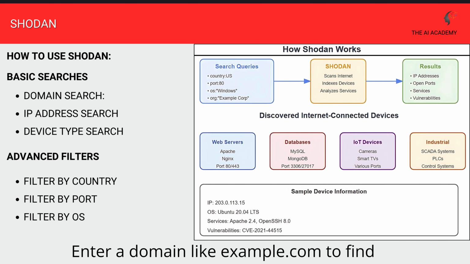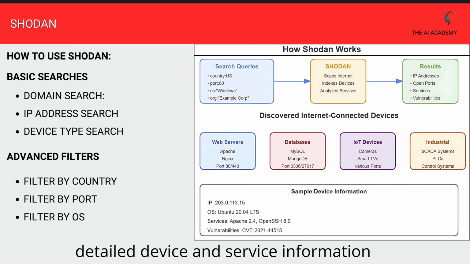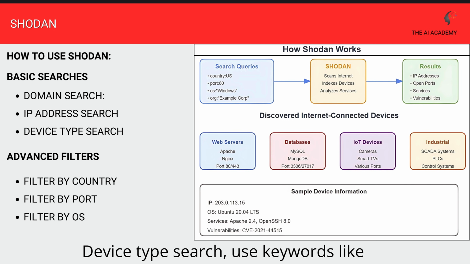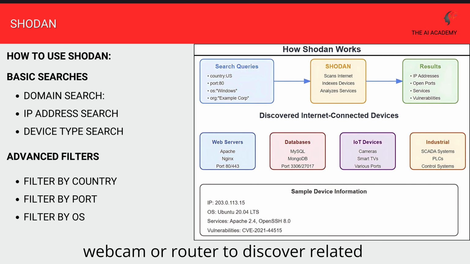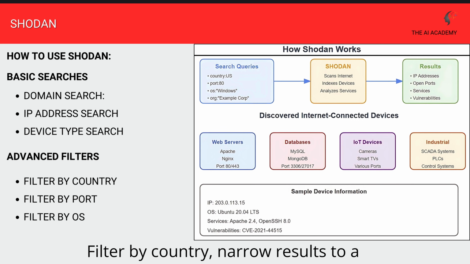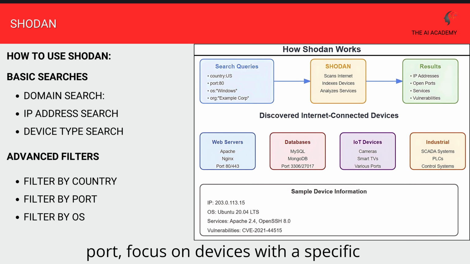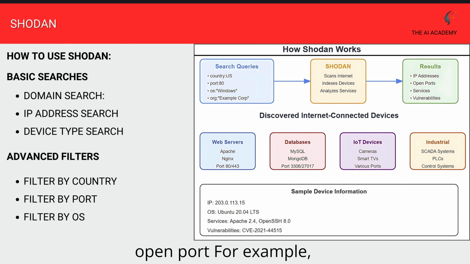Domain search: enter a domain like example.com to find connected devices. IP address search: look up a specific IP to get detailed device and service information. Device type search: use keywords like webcam or router to discover related devices. Advanced filters: filter by country to narrow results to a specific region, for example, country:US. Filter by port to focus on devices with a specific open port, for example, port:22, SSH.